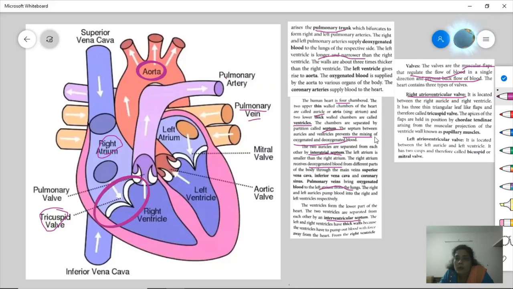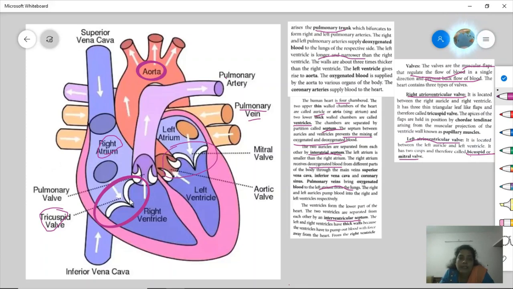Next one is the left atrioventricular valve. It is located between the left auricle and left ventricle. In between the left auricle and the left ventricle, the left atrioventricular valve is present. It has 2 cusps and therefore is called the bicuspid or mitral valve. Only 2 muscular flaps are there. So it is known as the mitral valve or bicuspid.